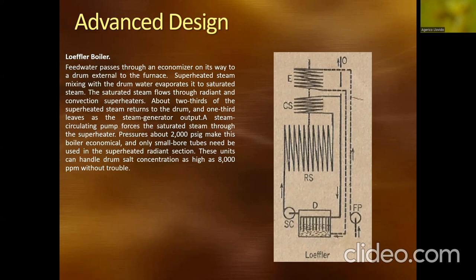Pressures about 2000 psi gauge make the boiler economical, and only small bore tubes need be used in the superheated radiant section. These units can handle drum salt concentration as high as 8,000 parts per million without trouble. Okay.